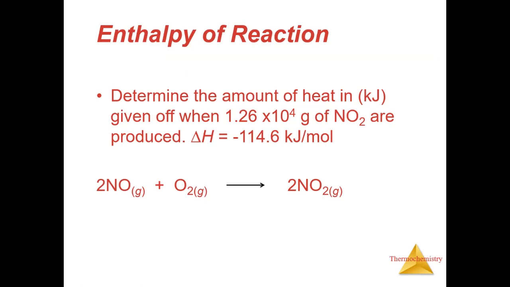Determine the amount of heat in kilojoules given off when 1.26 times 10 to the 4th grams of nitrogen dioxide are produced. The delta H is negative 114.6. Somebody other than David, please volunteer. What are you going to have to do first?